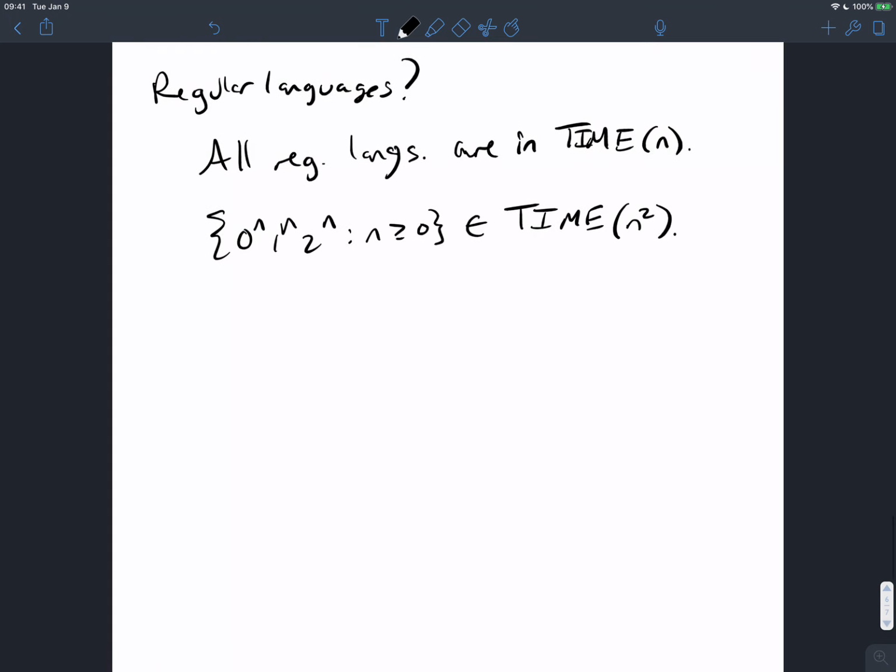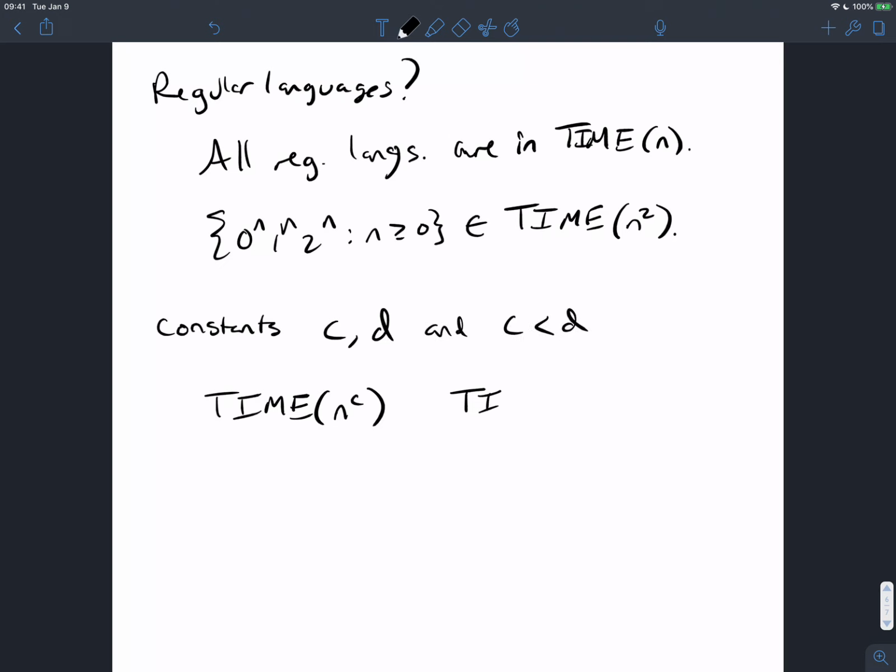What about this? If I have constants C and D, how do time of n to the C and time of n to the D relate to each other, where C is strictly less than D? How do n to the C and n to the D relate to each other?